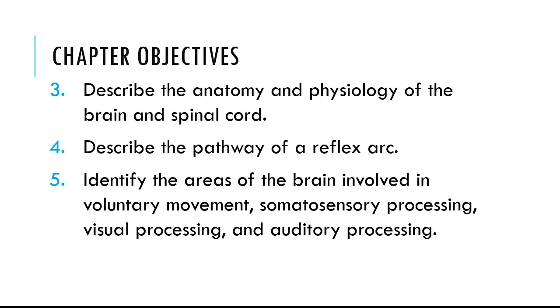Voluntary movement is in what part of the brain? We're in the central nervous system. What part of the central nervous system? The frontal lobe. It's going to talk of things like the cerebellum, coordinating movement. Somatosensory, parietal lobe, visual, occipital lobe, auditory, temporal lobe. So we're just going to review those things.